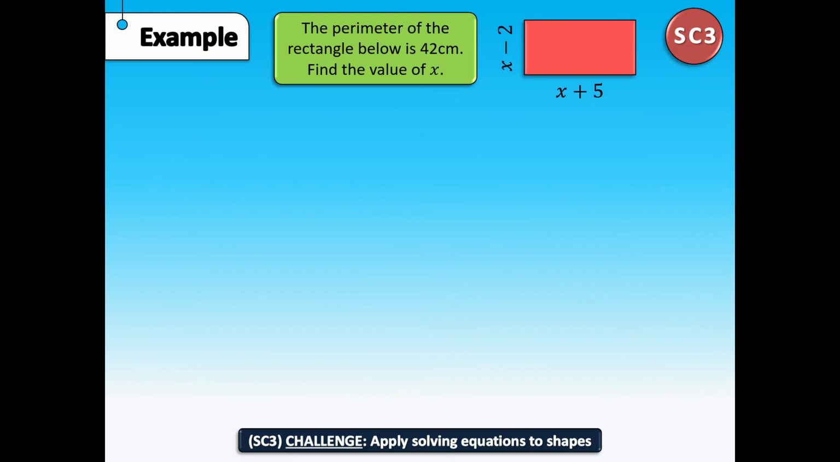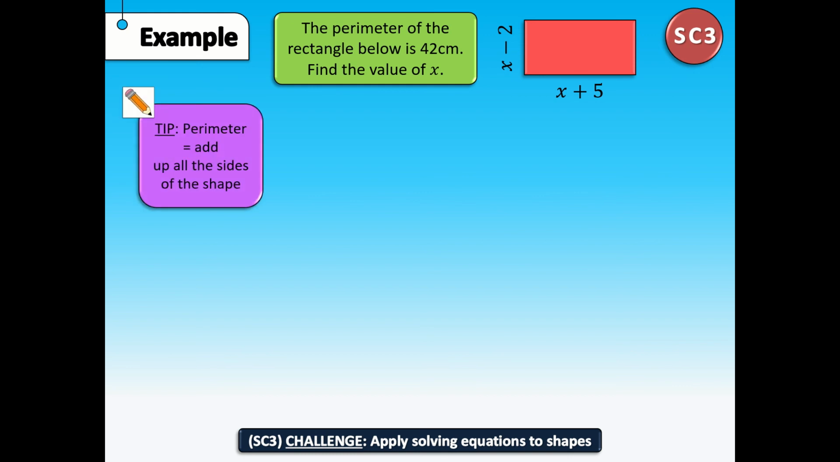So we're told the perimeter of this rectangle is 42 centimeters, and we want to find the value of x. If we write an expression for the perimeter of the rectangle, that means adding up all the sides. So we can say the perimeter is x minus 2 plus x plus 5 plus x minus 2 plus x plus 5. If we simplify this, we get 4x plus 6.